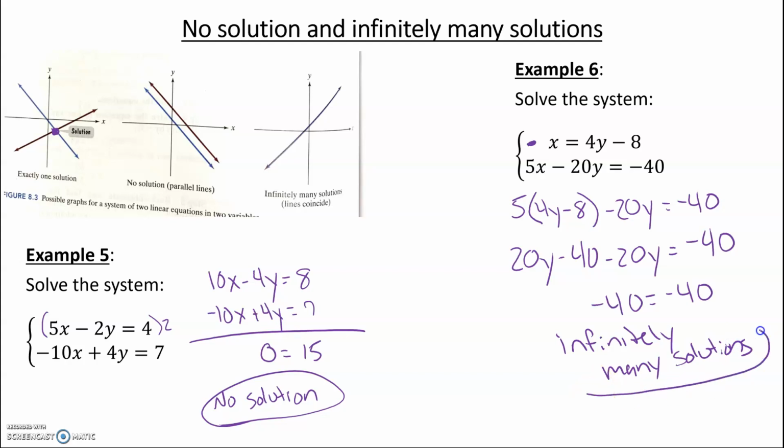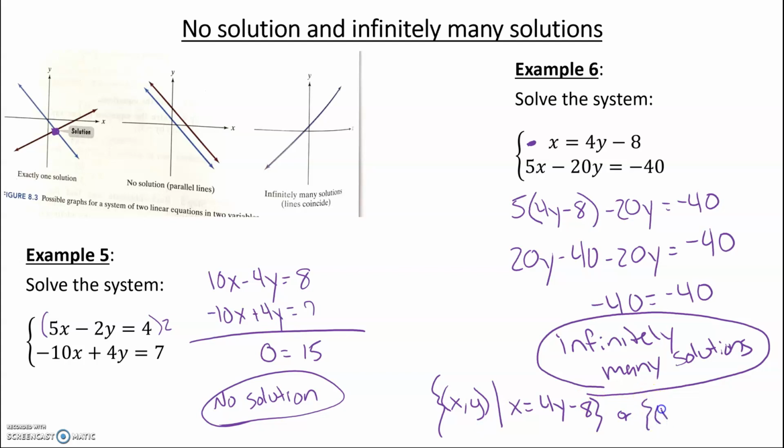So you don't want to say all real numbers when you do this, because all real numbers do not work. They have to fit into your system. So the way they write it is they say the coordinates x, y, such that x equals 4y minus 8 works. Or, again, the coordinates x, y, such that 5x minus 20y equals negative 40. Okay, so when you say infinitely many solutions, they have to fit into those equations.